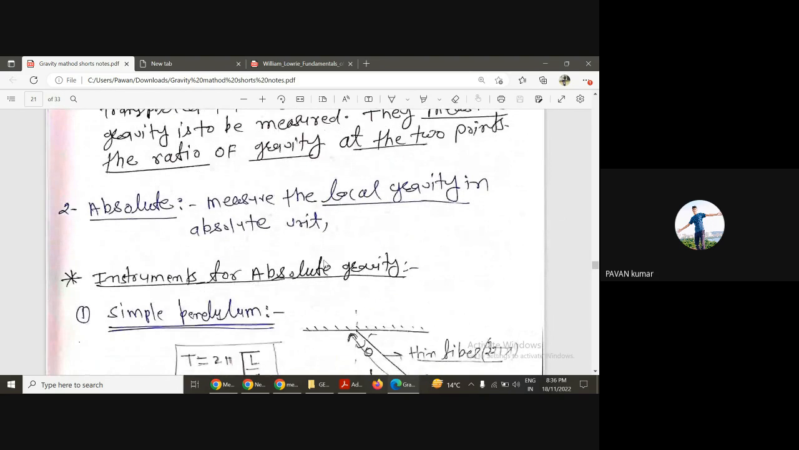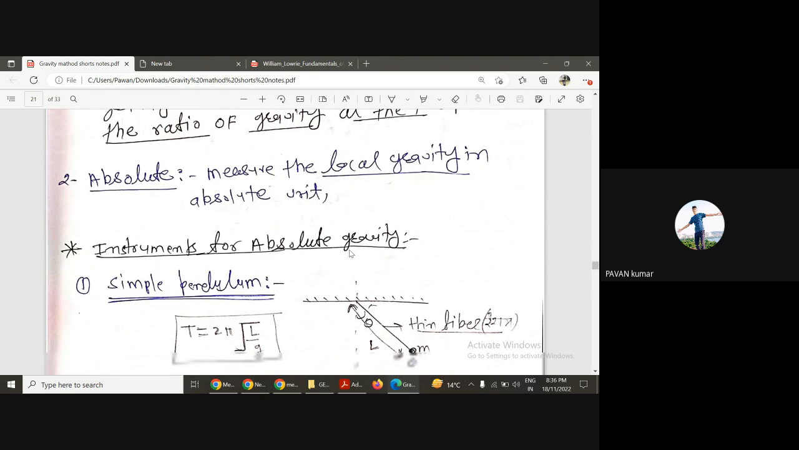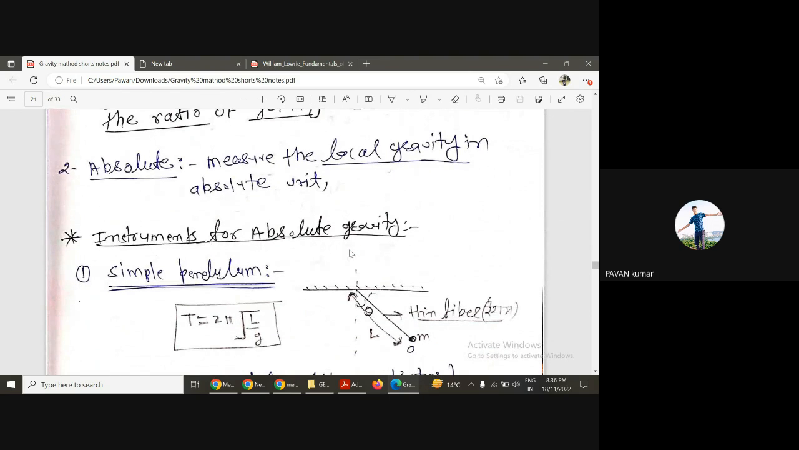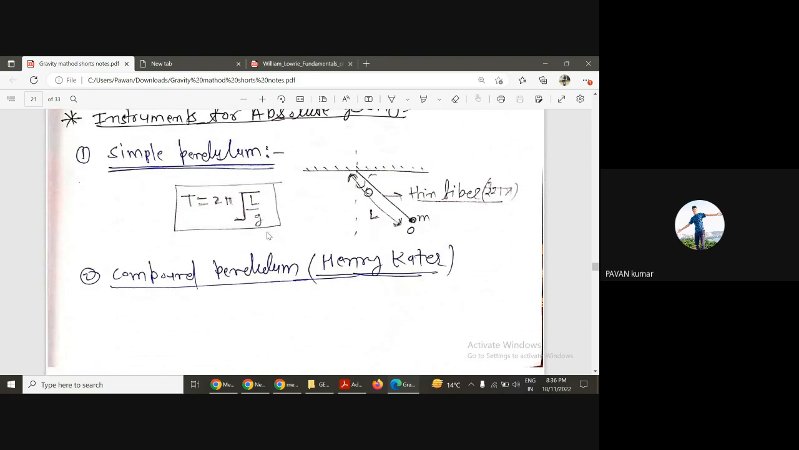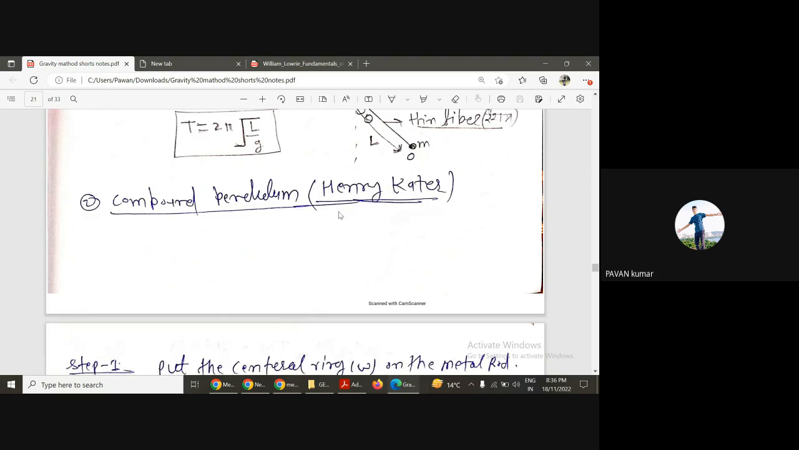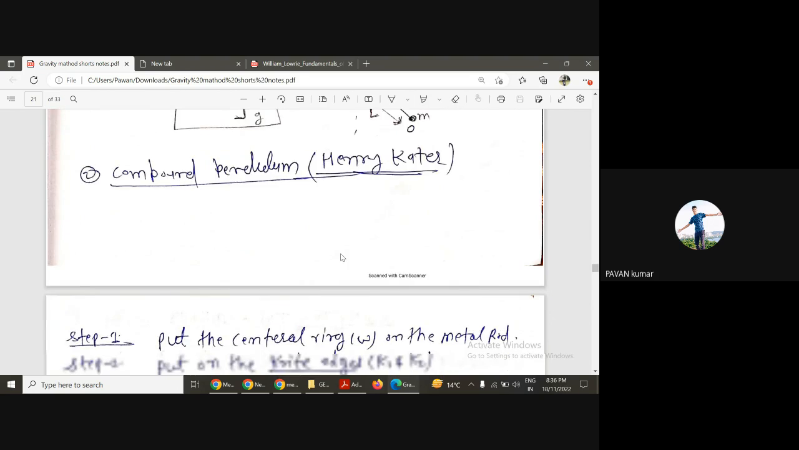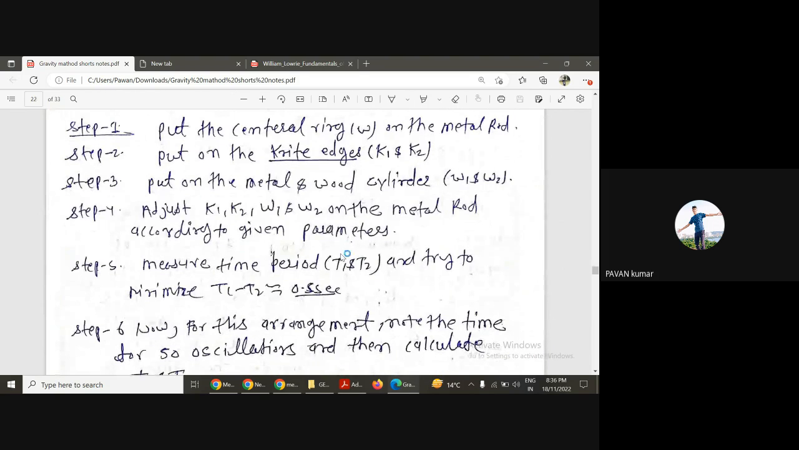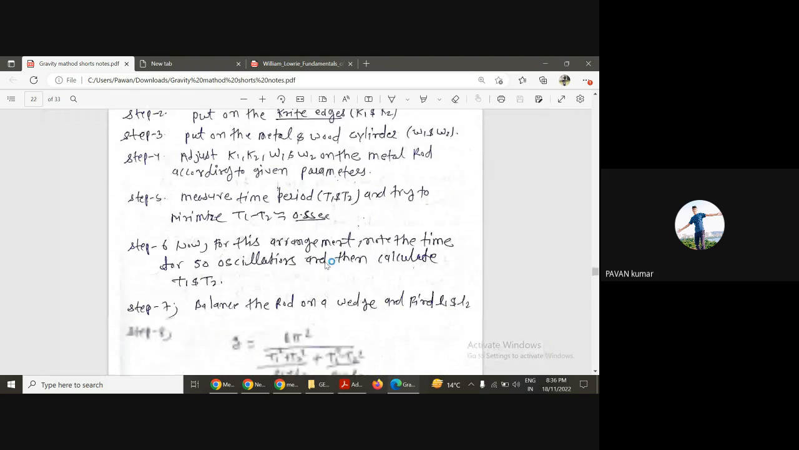Another one is absolute gravity. In absolute gravity, we measure the local gravity at a particular point. We use different instruments for measuring absolute gravity. One is the simple pendulum. By measuring the time period, we obtain the absolute gravity at a particular point. Another instrument is the compound pendulum, which is called Henry Kater. So the process of measurement of absolute gravity for Henry Kater is as follows.